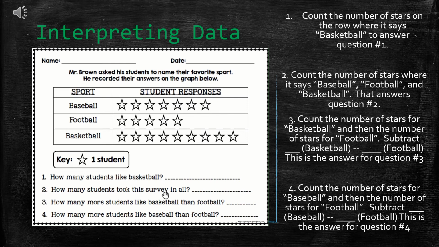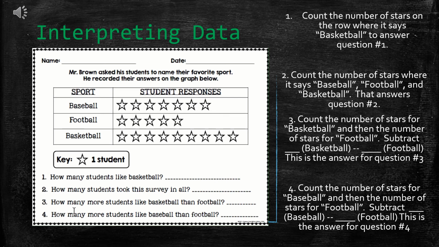How many students took this survey in all? Well, in order to figure out that answer, I have to count all the stars together. 1, 2, 3, 4, 5, 6, 7, 8, 9, 10, 11, 12, 13, 14, 15, 16, 17, 18, 19, 20, 21. So 21 students took the survey. So that number 21 is what I would write on number 2.